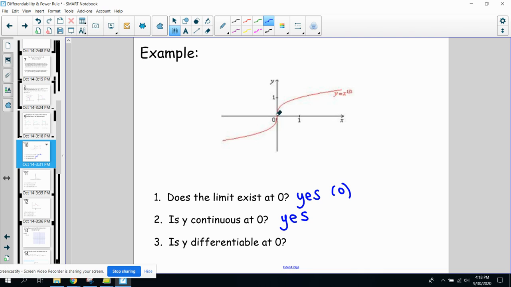Here we have a vertical tangent line because it's pretty much like a straight line there. So since we have a vertical tangent line, it is not differentiable. I'm just going to put no, and write that it's a vertical tangent line. A vertical tangent line means that we have a slope that's undefined. So even though this is continuous, it's not differentiable.